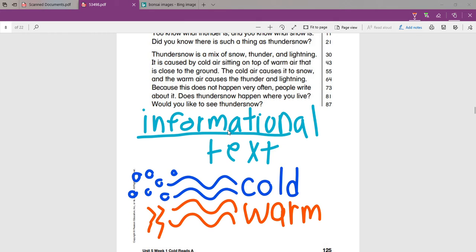Son bolas de hielo. They're balls of ice. That is not snow. That's called hail. That's ice. Okay? So what happened that day, it rained. There was lightning. There was thunder. But it was hail that fell. This one is thunder snow. Okay? So we don't get snow here. So I don't think we've had thunder snow where we live. And then it's asking you, would you like to see thunder snow? I think that would be pretty cool to see, right?